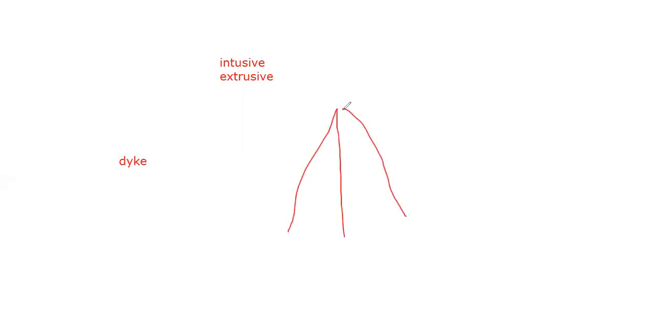Let me draw the volcano. Now, as I said before in the labeling of the parts of the volcano, you would have different layers of rocks, right? Different layers like this of rocks. Now, what happens with a dike? What happens with a dike is that you would have these different layers of rock, right?